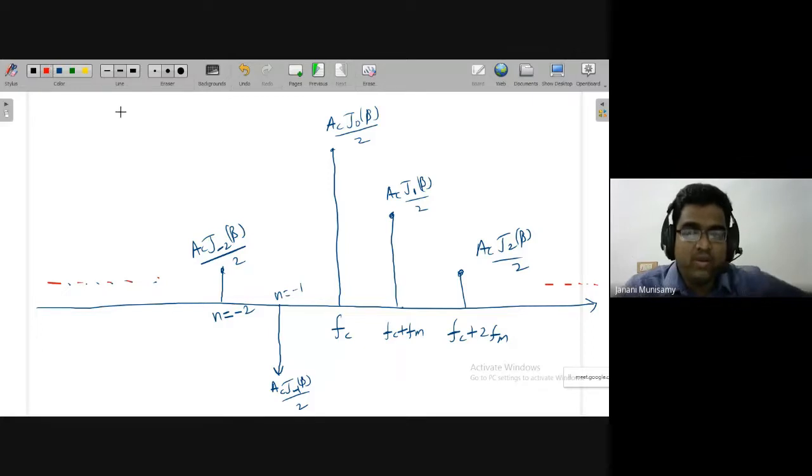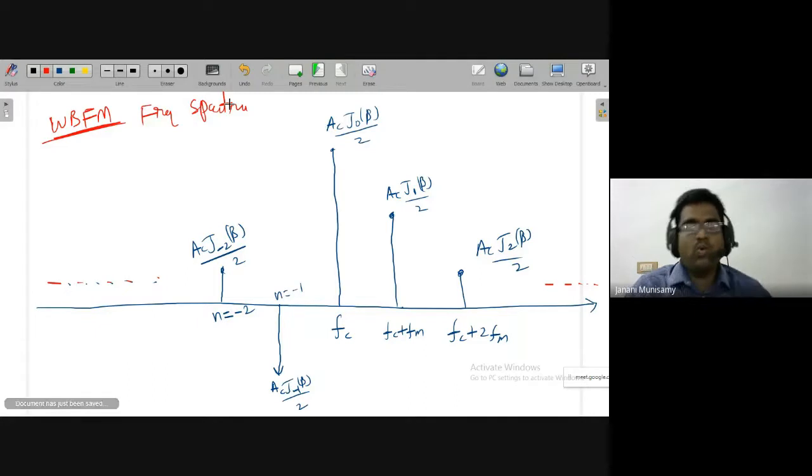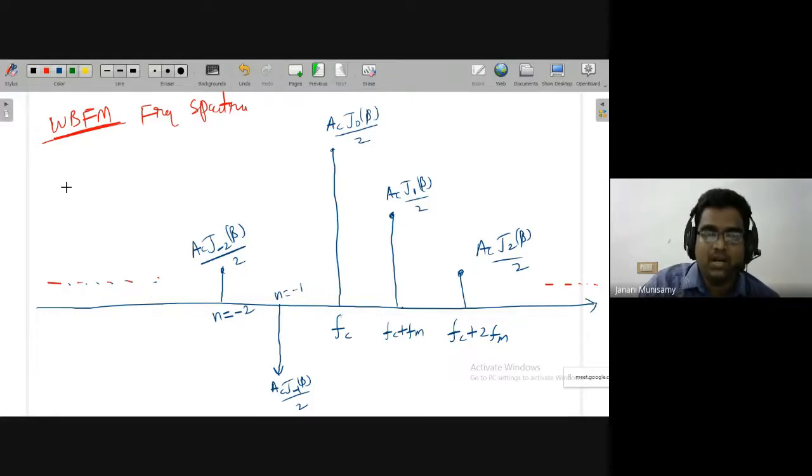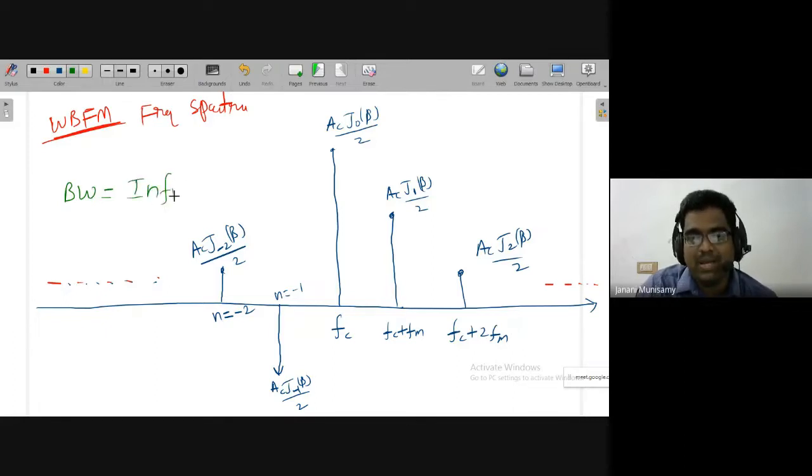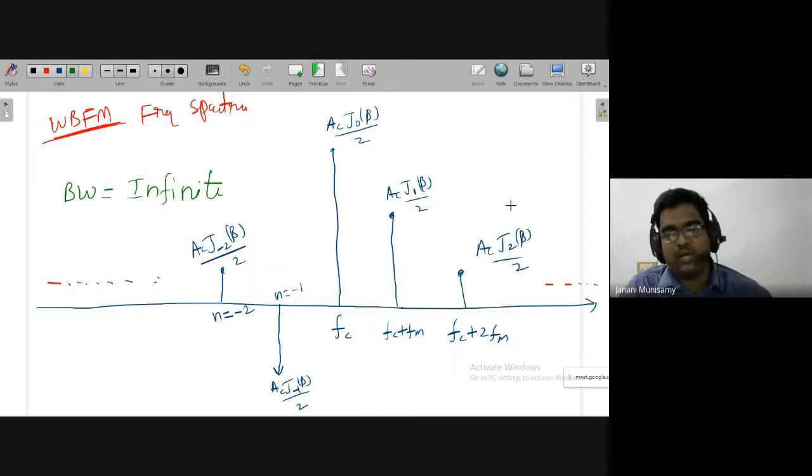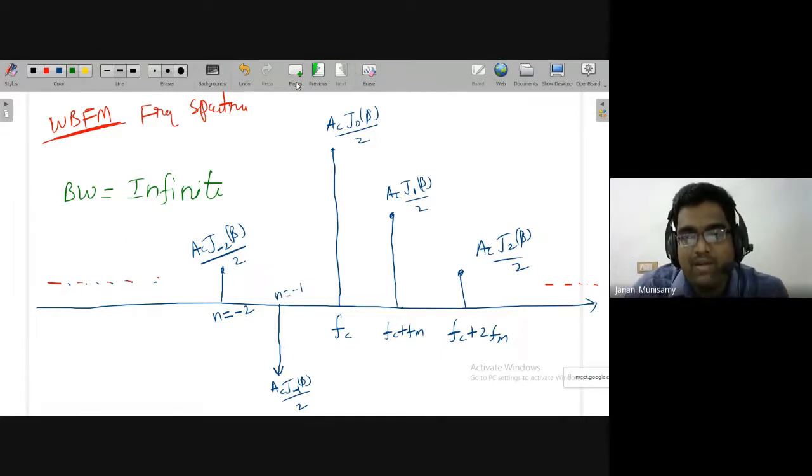So this is the frequency spectrum for wideband FM. Now, what you can understand here, I can write n from minus infinity to plus infinite. Then if somebody asks what is the bandwidth of this system, the ideal bandwidth of the FM system is infinite. Why? Because that equation is getting extended from minus infinity to plus infinite. That spectrum is available from minus infinity to plus infinite. That's why the bandwidth of this system is in general infinite, but practically we have to define some bandwidth.